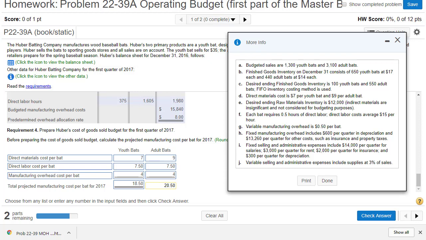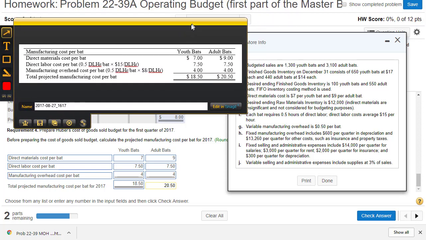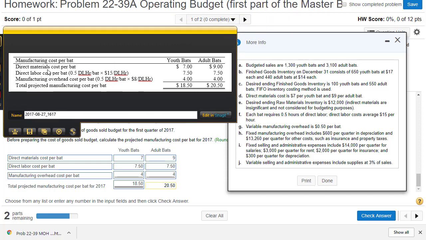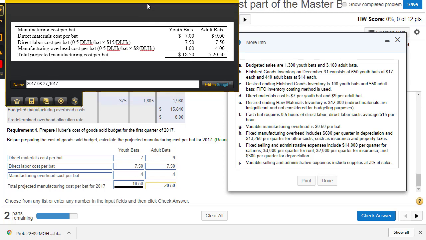So if you want to see those calculations again, here they are written out. Direct materials cost per bat, the $7 came from here, $9 came from here, and the direct labor, that came from over here. We've got half an hour of direct labor, and direct labor is $15 an hour. So that's how we calculated that. And the manufacturing overhead cost per bat, the half an hour came from right here. And this $8 per hour came from our predetermined overhead allocation rate.